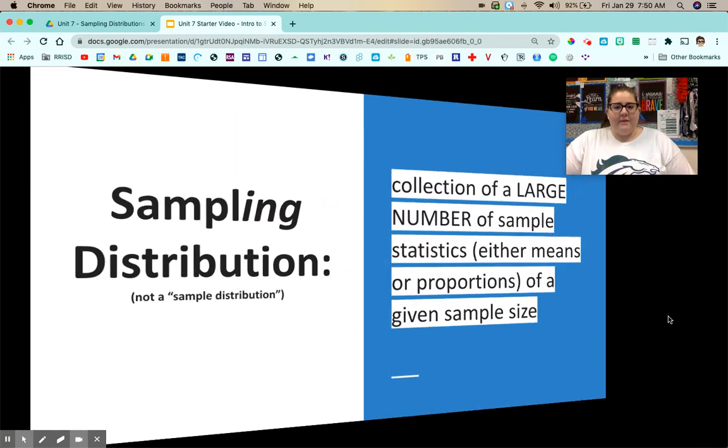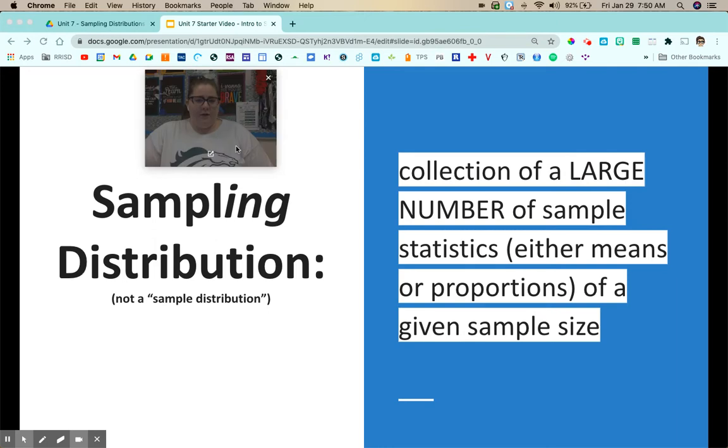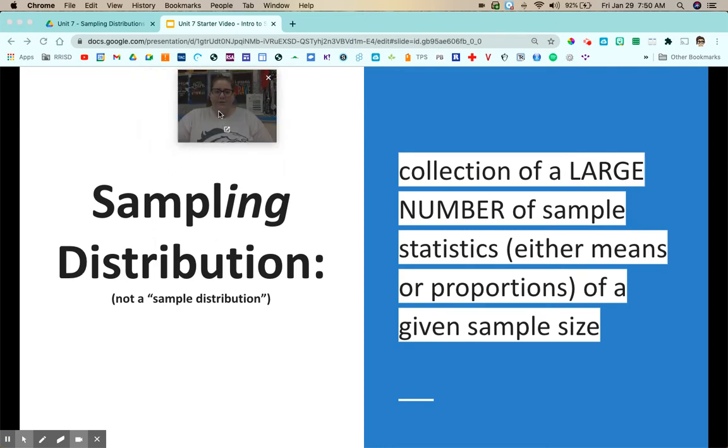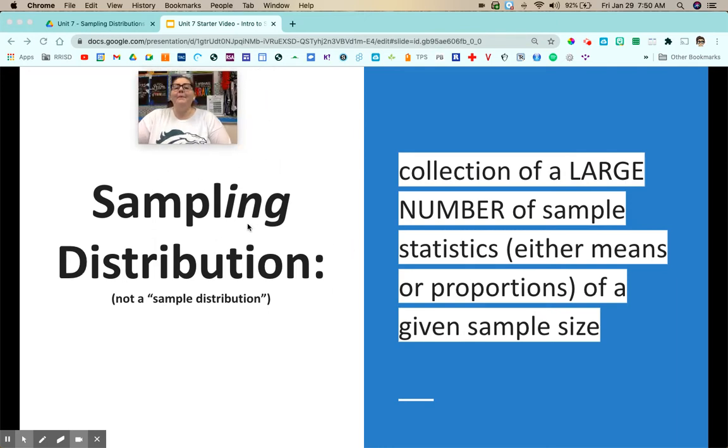Write them down again in your notes if you need to so that you don't forget what is what. So let's talk about sampling distributions, what they are, why they're important, and we'll give you some examples. A sampling distribution, it's not a sample distribution, and as we get into further lessons, we'll explain the difference. But a sampling distribution is a collection of a large number of sample statistics, either means or proportions, of a given sample size. Let me demonstrate what I mean with a little bit of an example.